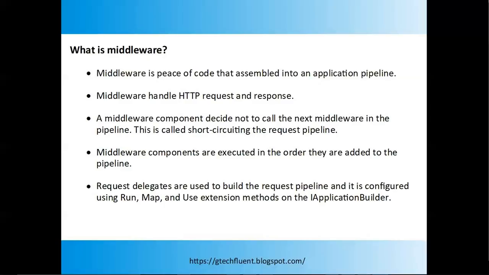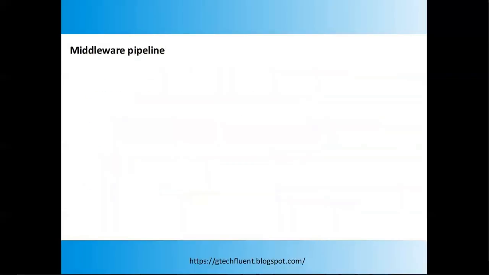Request delegates are configured using Run, Map, and Use extension methods on the IApplicationBuilder type that is passed into the Configure method in the Startup file. An individual request delegate can be specified inline as an anonymous method, or it can be defined as a reusable class. These reusable classes are middleware or middleware components. So we will understand how the middleware pipeline, or request pipeline, is processed.